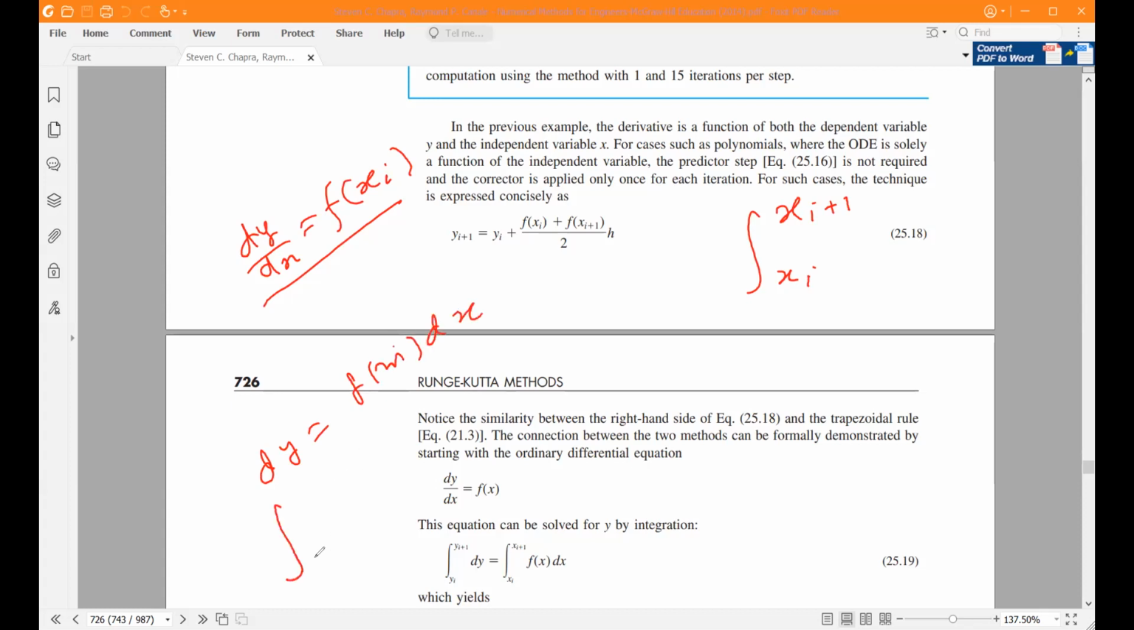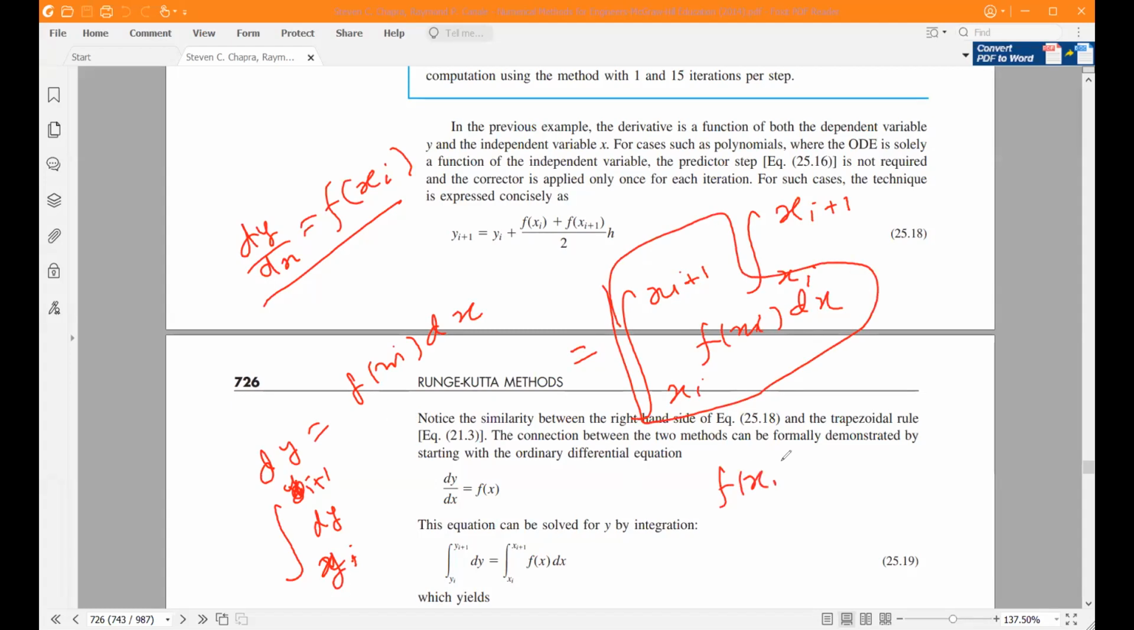Then we can easily integrate it between the two time intervals. This is at yi, and this is your yi plus 1, and that will be equal to the integration from xi to xi plus 1 of f(x) dx. And can we approximate this integral by the trapezoidal rule, by calculating the value of the function at xi and the value of the function at xi plus 1, divided by 2, multiplied by h? Yes, sir.